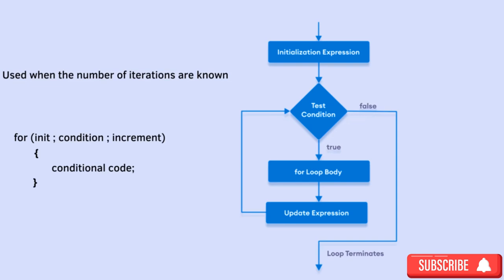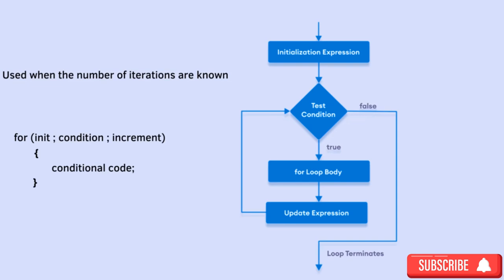First of all, the initialization thing will execute. It will initialize a particular variable with any particular given value. Before entering the body of the for loop, it will check the condition. If the condition is true, only then this code block will get executed. If the condition is false the very first time, it will not execute at all.